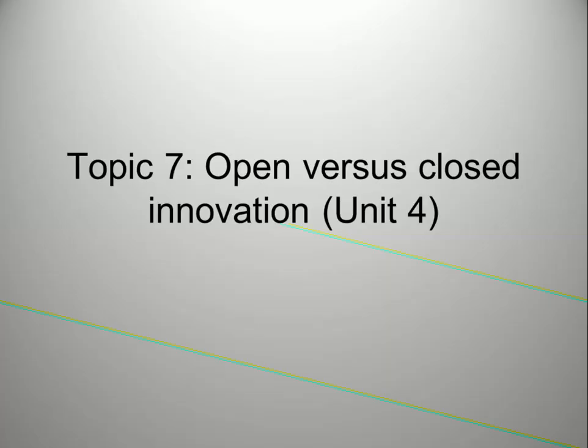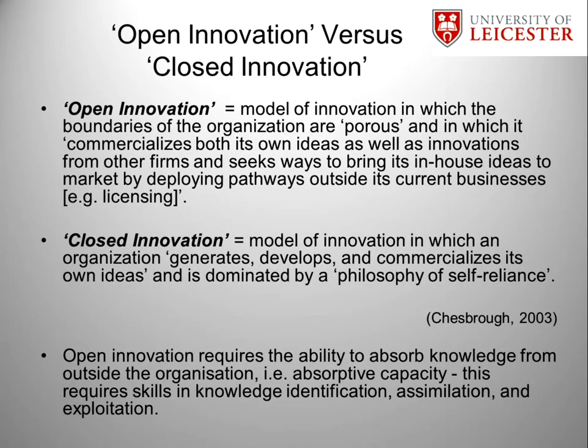And the final topic I wanted to talk about was open versus closed innovation, again in Unit 4, again linked to where ideas come from. And the idea of open innovation versus closed innovation is that open innovation is a model that sees the boundaries of the organization as being more porous.